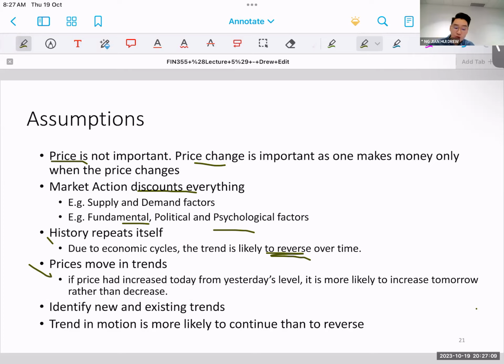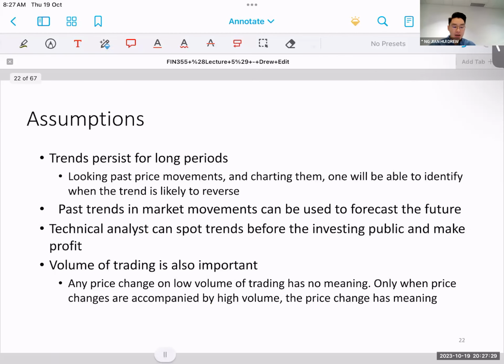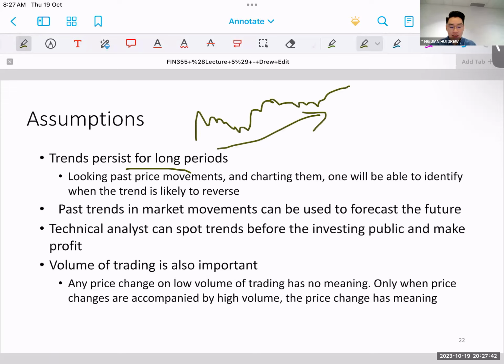We try to identify some of the trends, whether it's a new trend or an existing trend. So a trend is most likely to continue rather than reverse, unless we know that a reversal trend is happening. And we'll talk about what a reversal trend is in a bit. So when we look at price movement, generally they persist for a long time. For example, we can have things like this go down but up. So generally there is an upwards trend here. So it can persist for a long time.